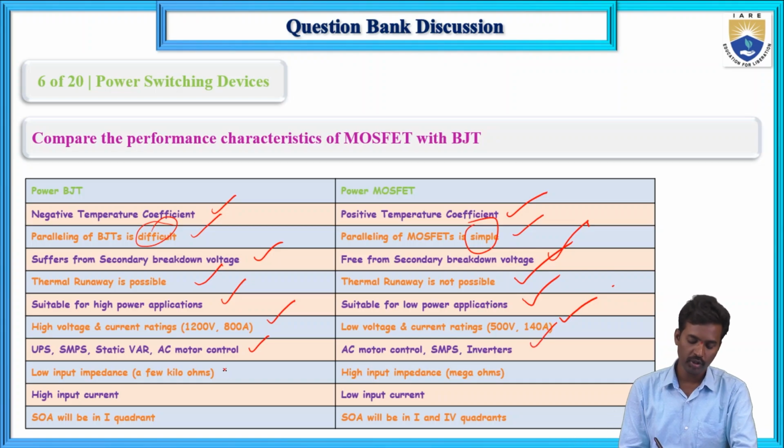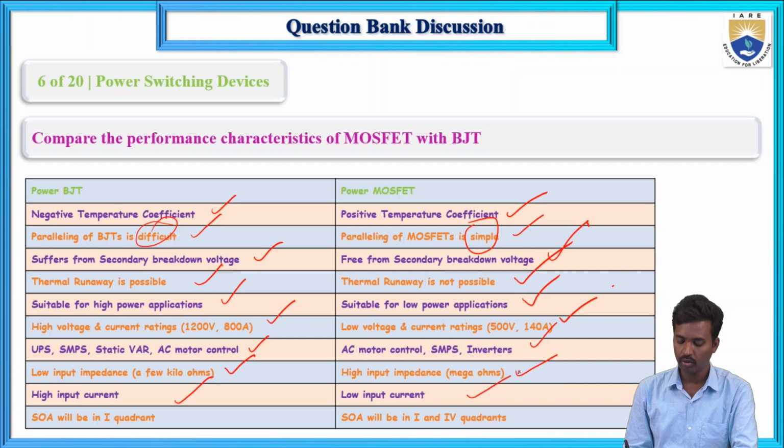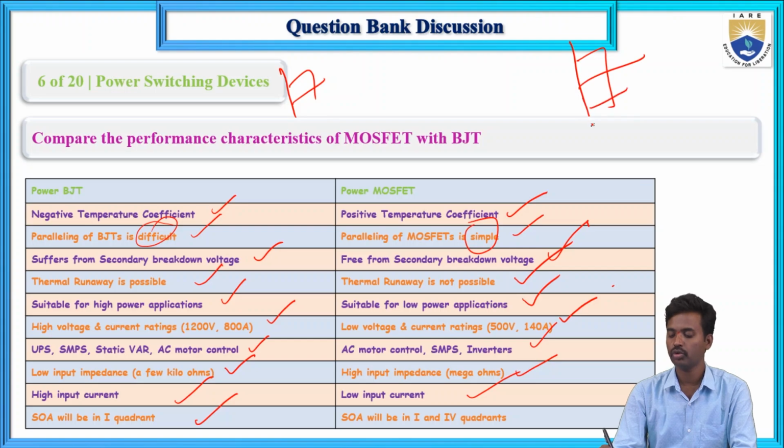And next, input impedance is low in the BJT, and here input impedance is high in the MOSFET. High input current, low input current. The BJT operates in the first quadrant, and the MOSFET operates in the first and fourth quadrants.